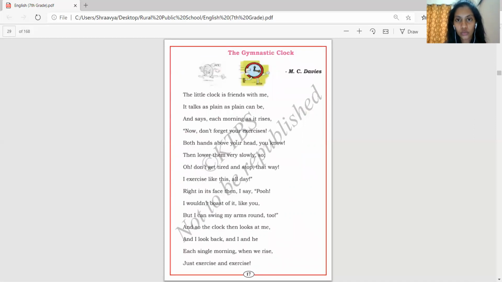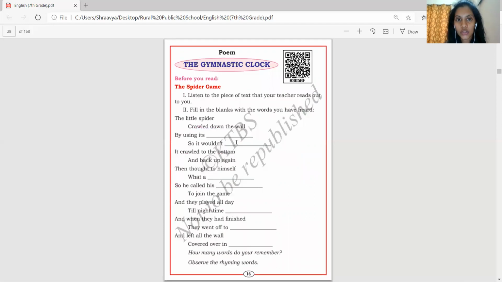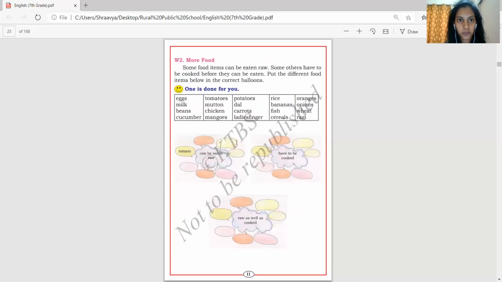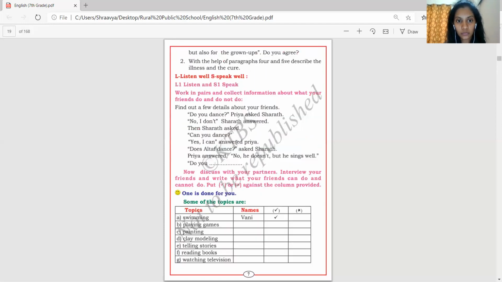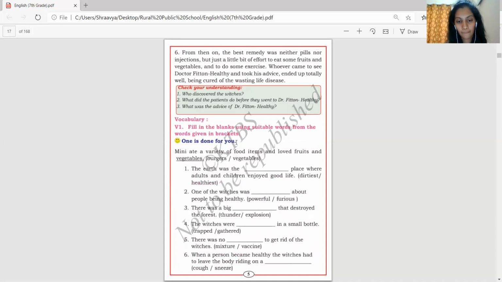Before we can go on to our poem, which is the gymnastic clock, okay, vocabulary. Fill in the blanks and use suitable words from the words given in brackets. One is done for you.